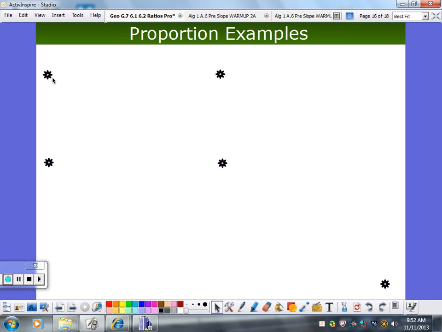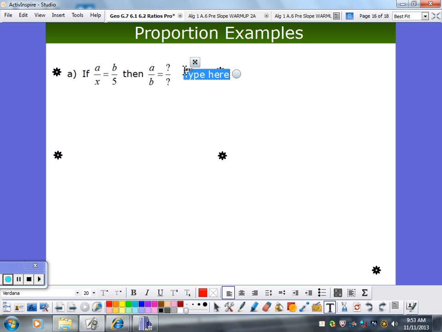So let's look at some of these here. If A over X equals B over 5, what is A over B going to be equal to? Well, what am I looking for here? First of all, what happened here? I moved that B over here. So what would be an equivalent statement? What could I do with the X? Move that up here and I get X over 5. But X over 5, how come?